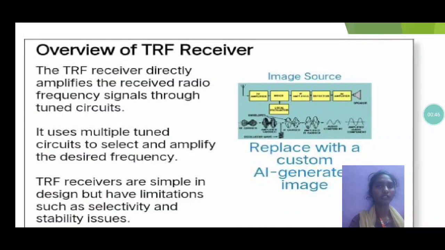Overview of TRF receiver. The TRF receiver directly amplifies the received radio frequency signals through tuned circuits. It uses multiple tuned circuits to select and amplify the desired frequency. TRF receivers are simple in design but have limitations such as selectivity and stability issues.